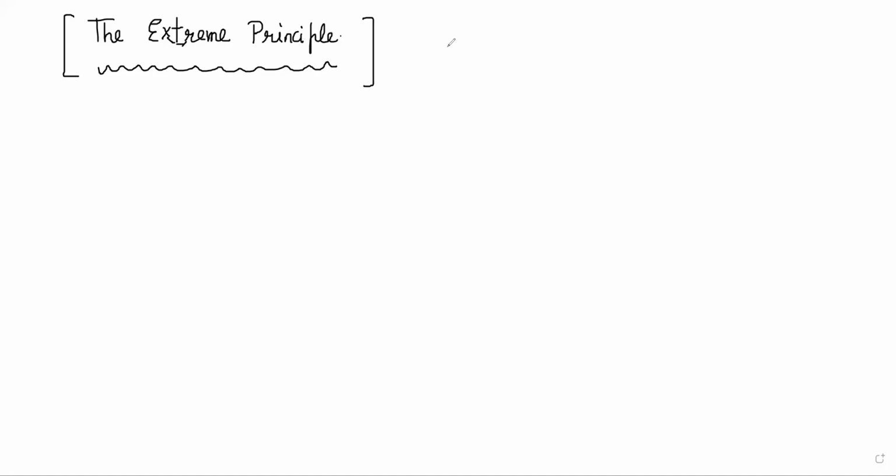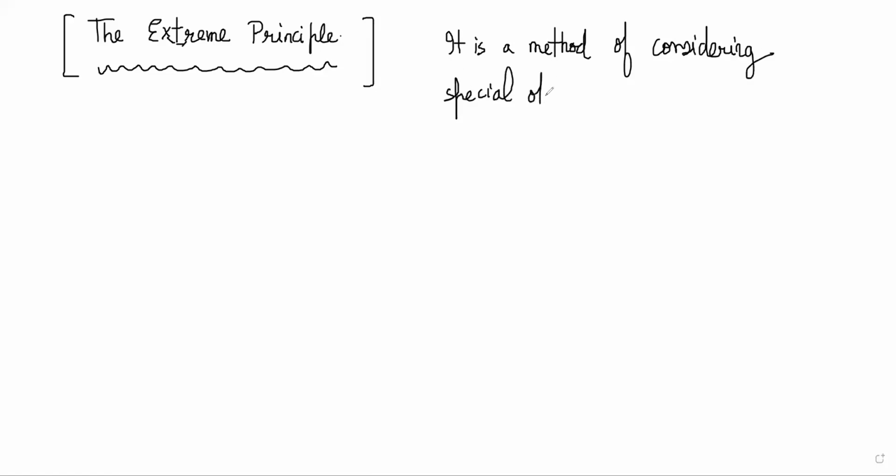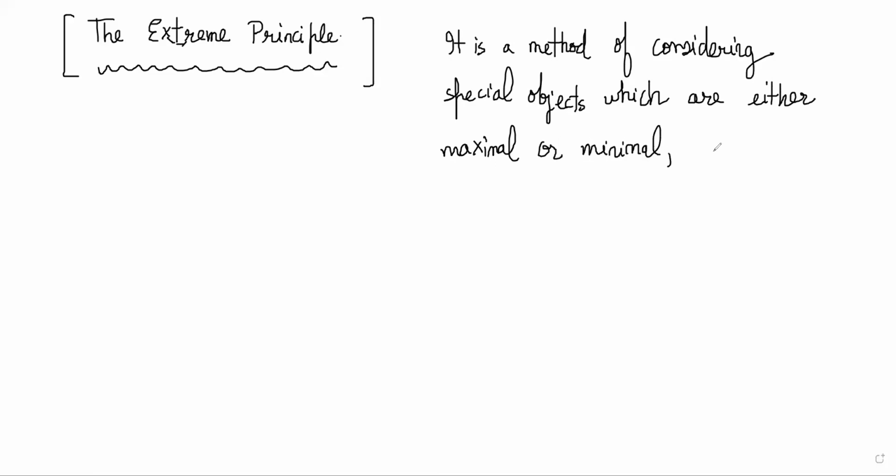So what is this principle about? It is a method where we consider some special objects which are either maximal or minimal. In geometric terms, they could be the longest or shortest depending on the question, in order to solve a problem.